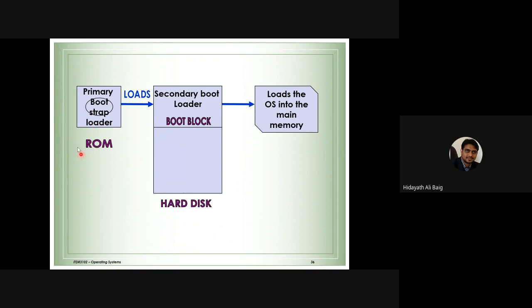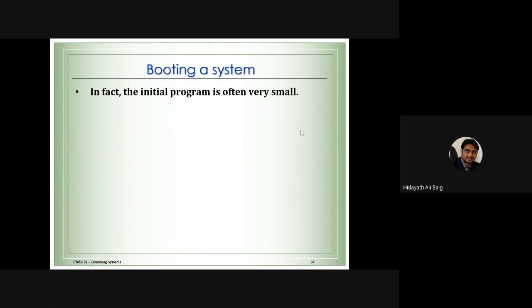be loaded from the read-only memory. And then once this program is ready in the computer, it will go to the hard disk and go to the boot block and try to load the secondary bootloader or the operating system into the main memory. From there, we can start our computer to use. That's the story behind it. Okay.